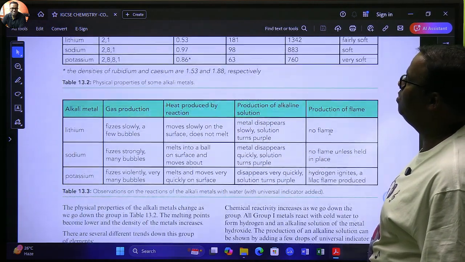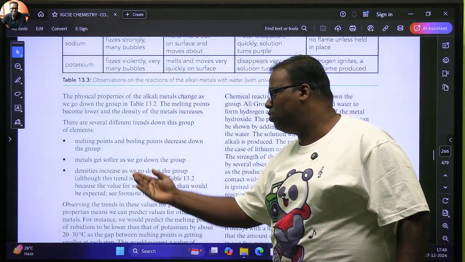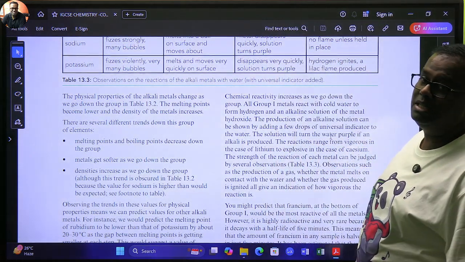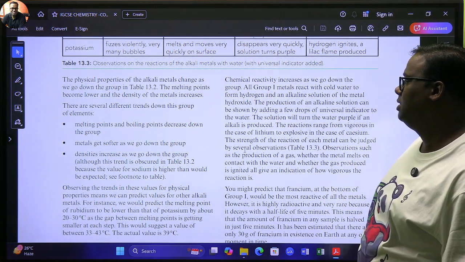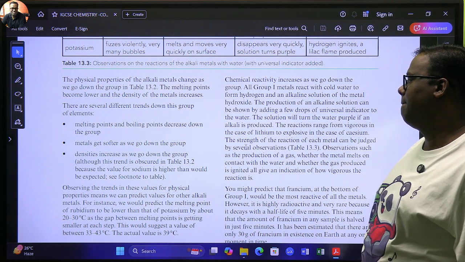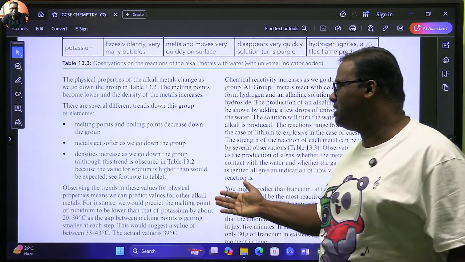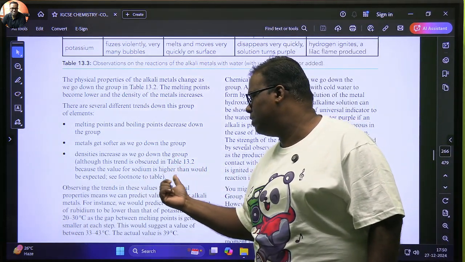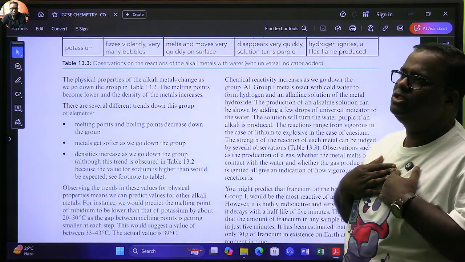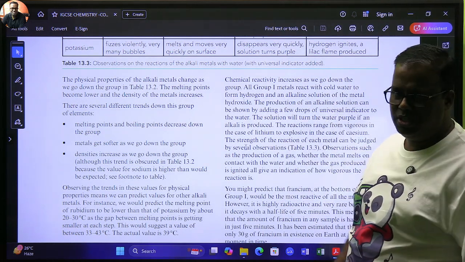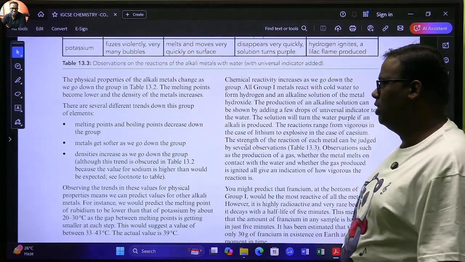In a general question, this chart will be given to you. Melting points and boiling points decrease as you go down the group. Metal becomes softer as you go down the group. Densities increase as you go down the group, but they're saying this trend is obscured in 13.2 because the value of sodium is slightly higher; there will be minor deviations. So for our sense, we should know reactivity increases, melting point decreases, boiling point decreases, density usually goes up, and metals become softer as we go down.